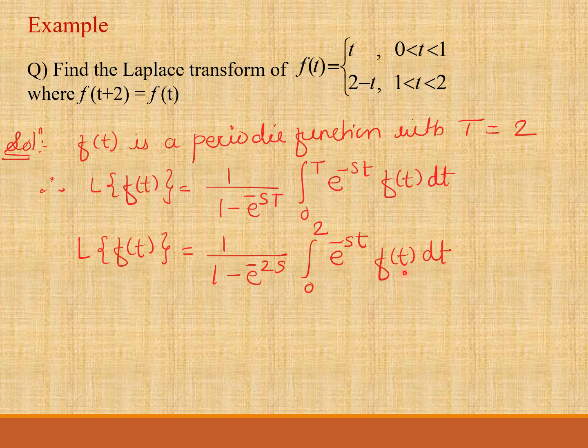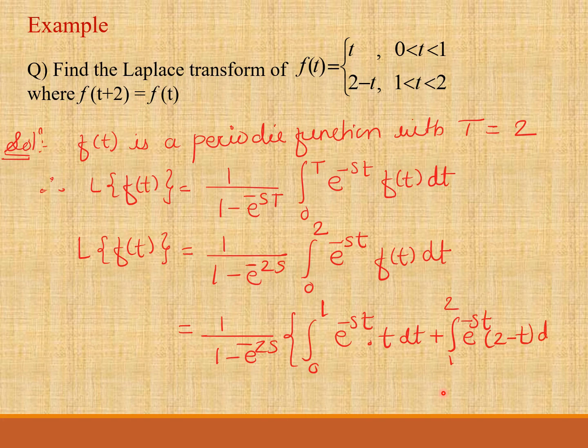Now this f of t is defined in two intervals. The first is 0 to 1, for which it has the value t, and for the interval 1 to 2, f of t has the value 2 minus t. So break this interval 0 to 2 in two parts. The first is 0 to 1, in which f of t has the value t, and for the interval 1 to 2, f of t has the value 2 minus t. Treat t as the first function and the exponential function as the second function for both intervals, and integrate by parts.